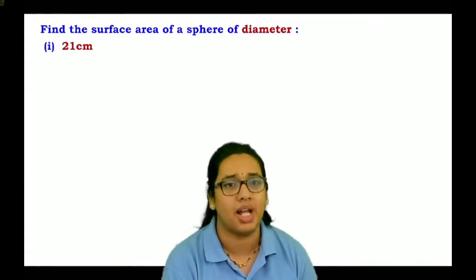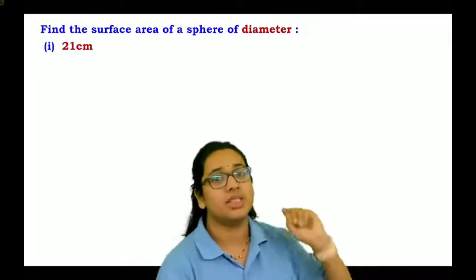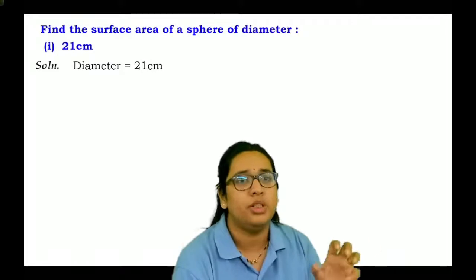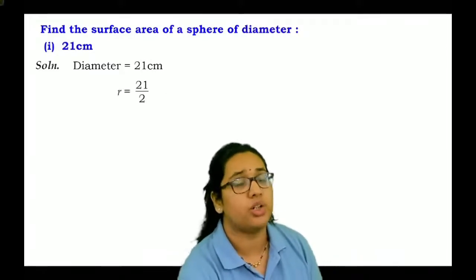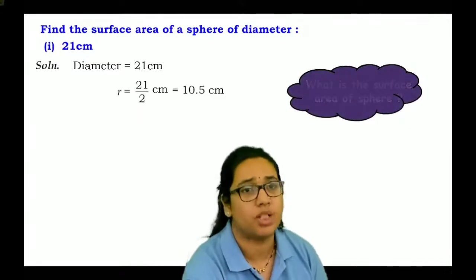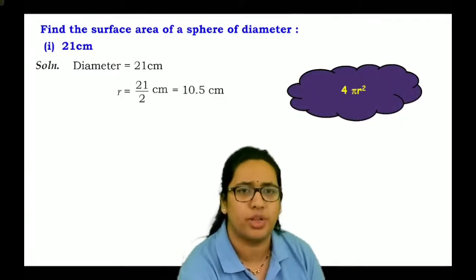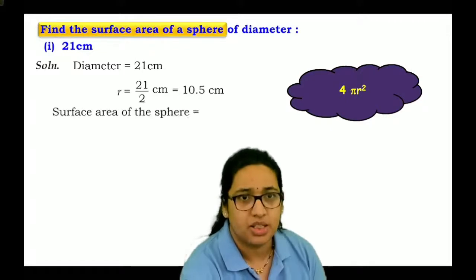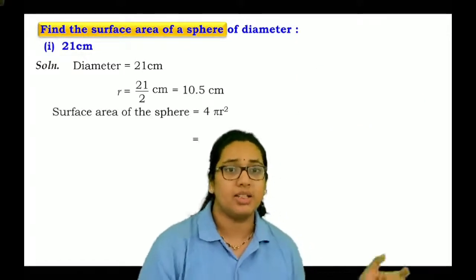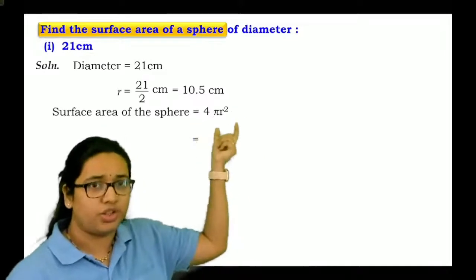4 times pi r square. But in this case the value of diameter is given to us, so the only part is that using diameter, try to find out what will be its radius. Radius will be 21 upon 2, which is nothing but 10.5 centimeter, correct? So we have to find the value of pi r square. Again you can use that short trick, okay?